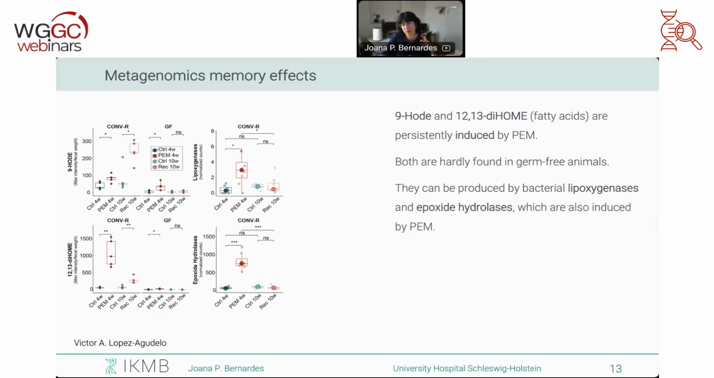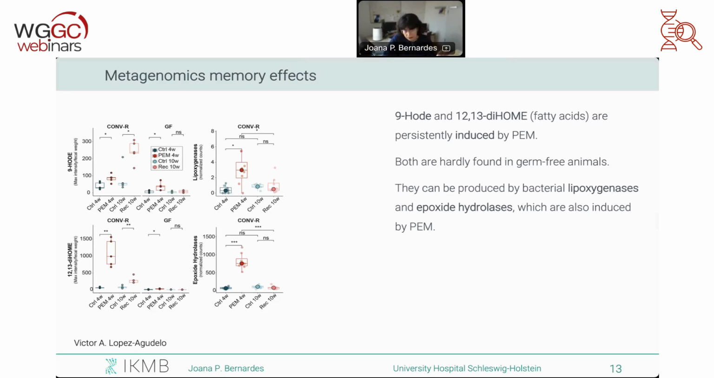What we saw in the microbiome part, and I will not explain it here because I don't have the time, is that the microbiome bounces back very well. So there is definitely an effect of the microbiome in the acute phase of PEM, but it seems to recover completely at week 10. So we do not see this kind of memory effect on the lipoxygenases and the epoxide hydrolases.